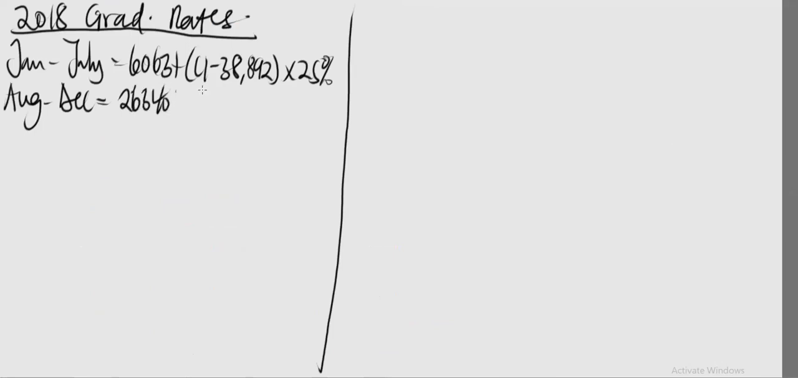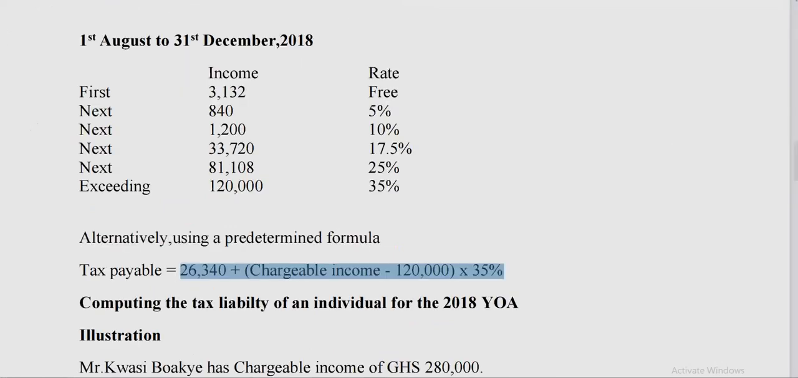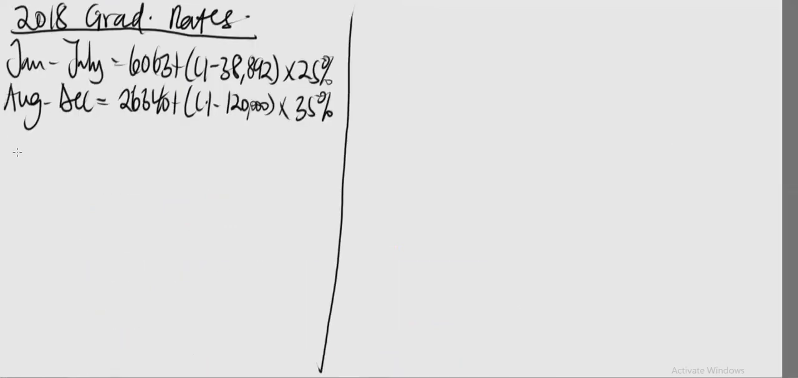26,340 as against the chargeable income minus 120,000, all at, I think it was 35%, right? Yes, 35%. Okay, now that we have this, we can literally get his income. So let's get his January to July income. Whatever we get, we take 7/12 of it, because it's 7 months.